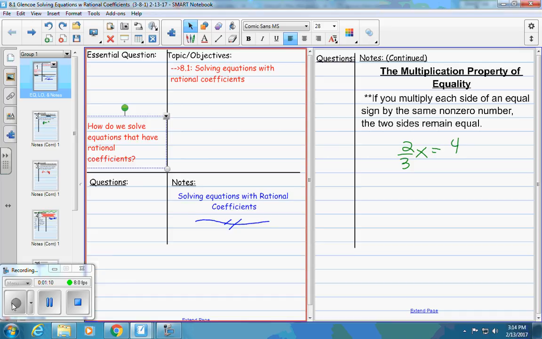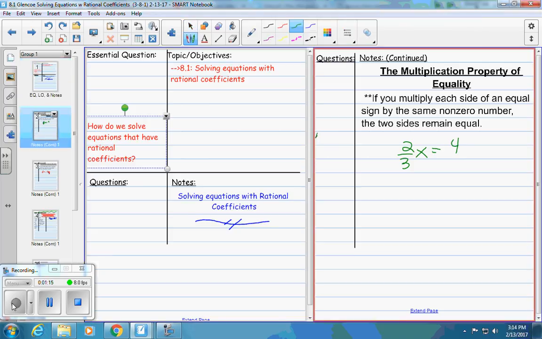You may remember from chapter 3 something called the multiplicative inverse. I wonder what a multiplicative inverse is. If you don't know, go check it up. We need to check our vocab and figure that out.